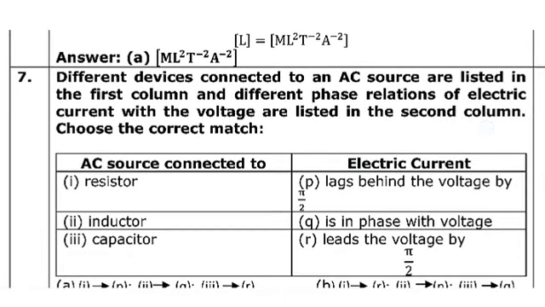Next up, question number 7. Different devices connected to an AC source are listed in the first column and different phase relations of electric current with the voltage are listed in the second column. Choose the correct match. In the first column we have AC source and in the second column we have electric current.